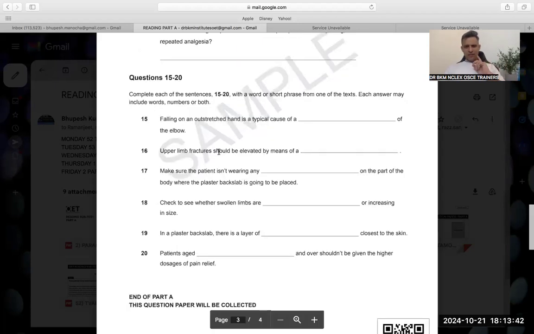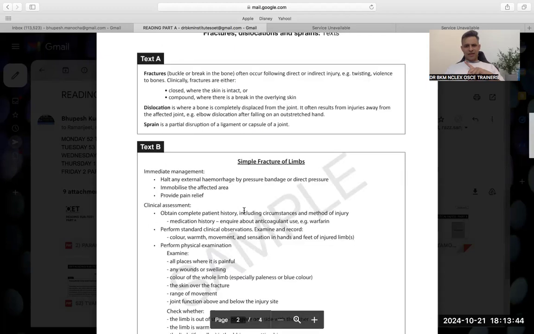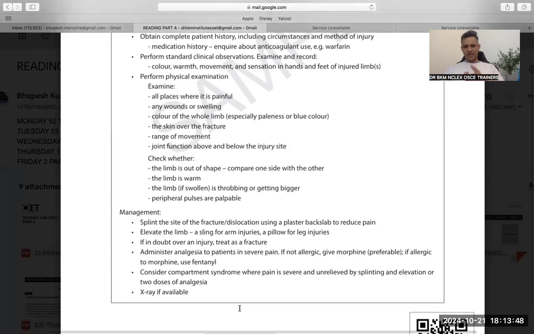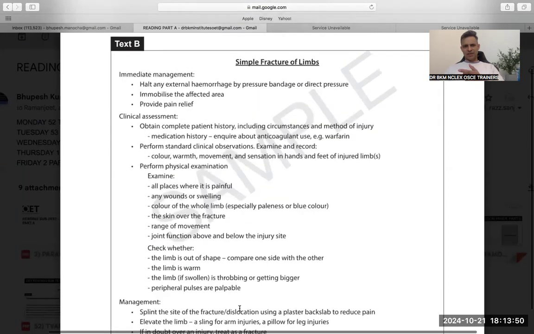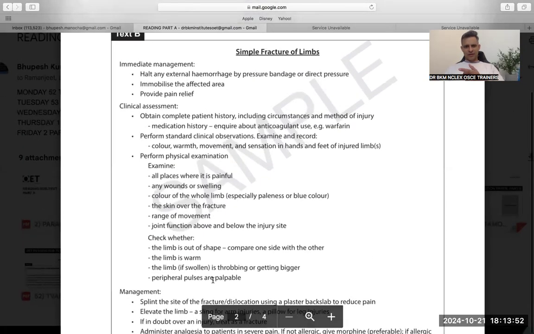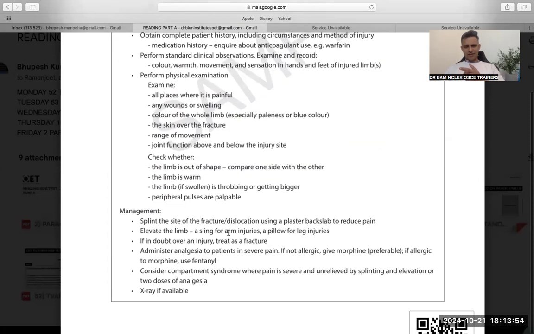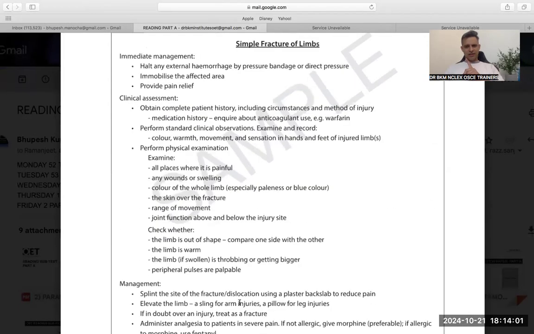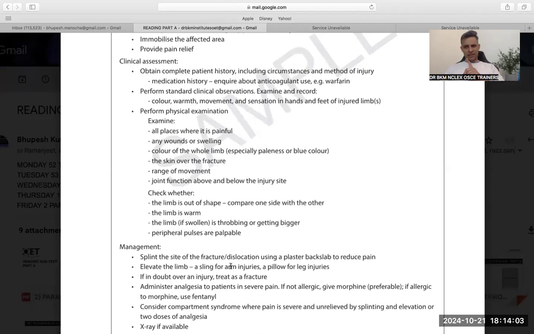Right? Then, upper limb fracture should be elevated by means of a sling. The word elevation was given at two places in the management. Elevation would be given in the management, either over here, elevate on a pillow for leg injuries. What was the question again? Upper limb fracture should be elevated. So they are asking about upper limb, which means arm, a sling.